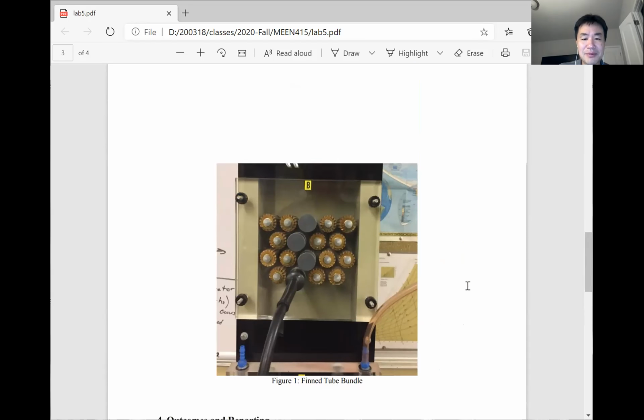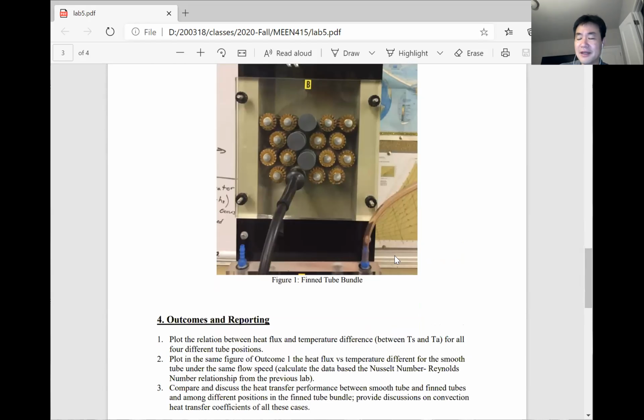In this lab, you're going to turn on the fan, the blower. We are not changing the flow speed. We just turn on the blower to the maximum wind. Not like last time, when we changed the speed and changed the Reynolds number to see the Nusselt number versus Reynolds number. That's a previous lab. Here we're not looking at that. We're just trying to find the relationship between the heat flux and the temperature difference, to show the slope, and the slope indicates the heat transfer coefficient, right?